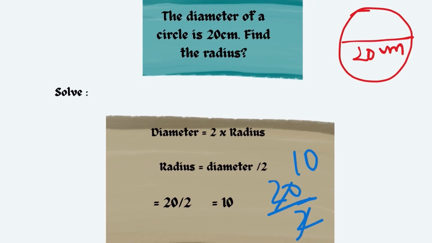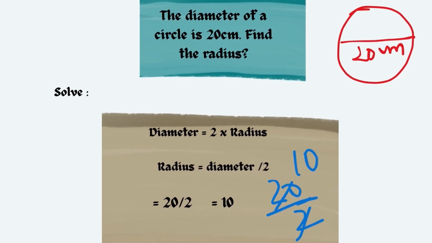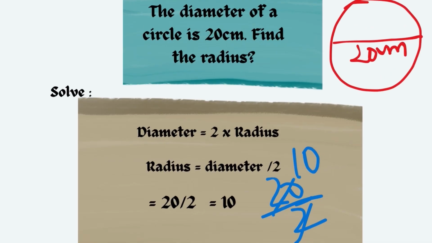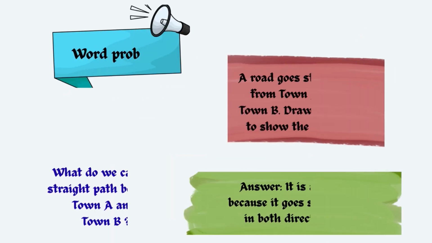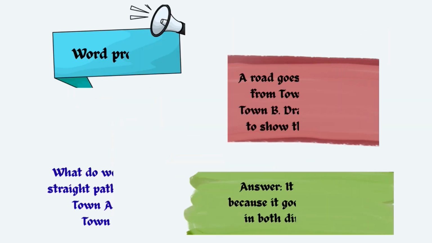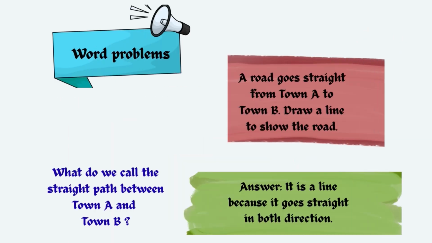Okay. Next practice problem. We see here the diameter of a circle is 20 centimeters. We have to find the radius. So we know diameter is always twice the radius. So definitely the radius becomes half of the diameter. So what is the diameter? 20. Then what will be the radius? 10.